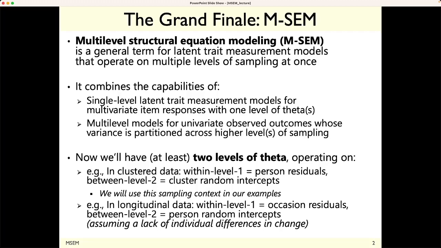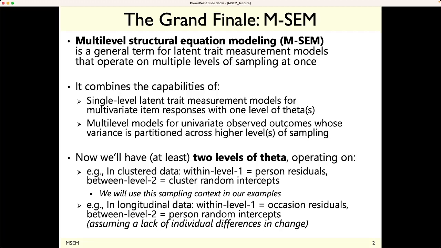I will note that this exact same set of logic and procedures would apply in longitudinal data. So for those of you who have multiple occasions or multiple days within people, the random intercept would be between person mean differences, with a between theta. Within person time to time variation would be the level 1 residual that has a within theta.